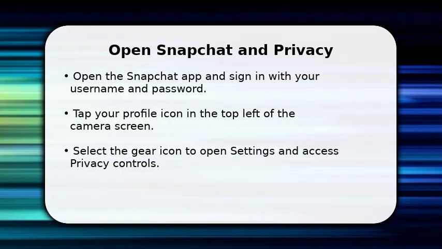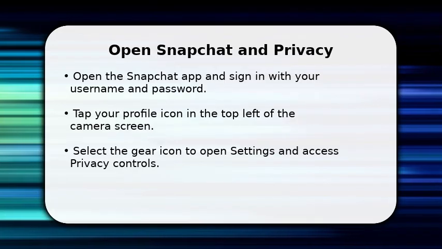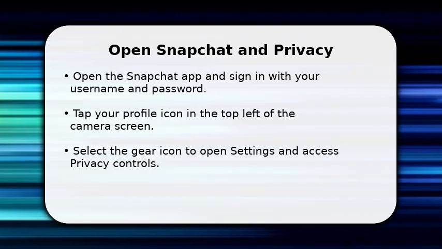Open the Snapchat app and sign in with your username and password. Tap your profile icon in the top left of the camera screen. From your profile, select the gear icon to open settings and access privacy controls. Scroll until you find the section labeled Privacy and then find Spotlight and Public Stories.